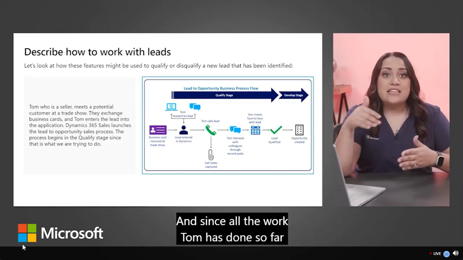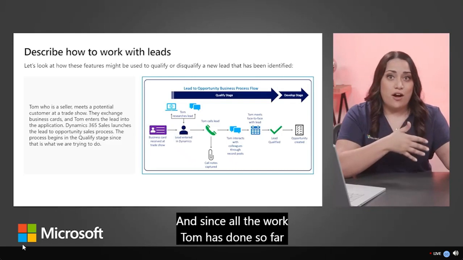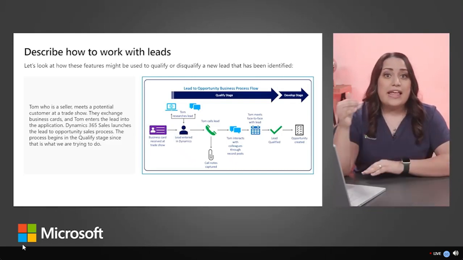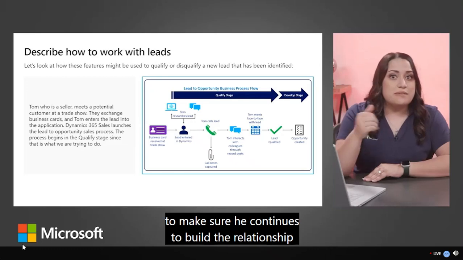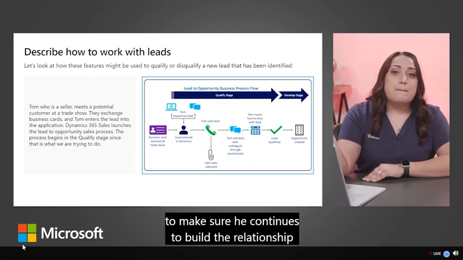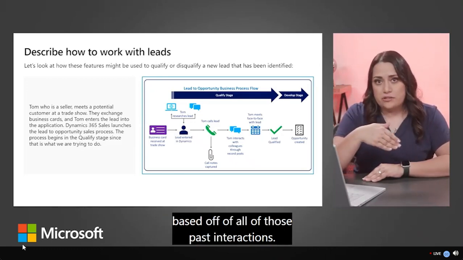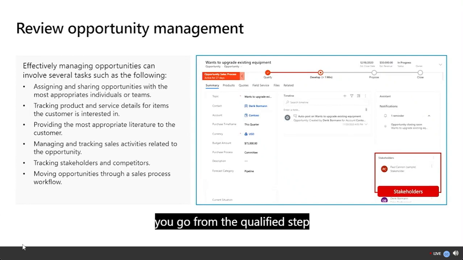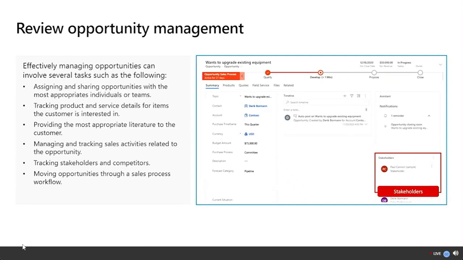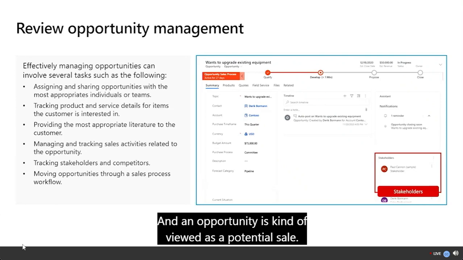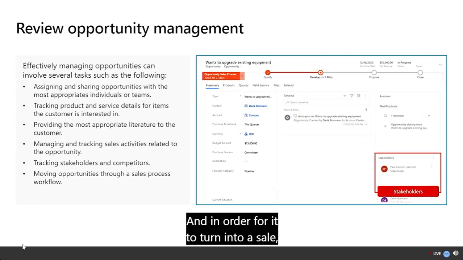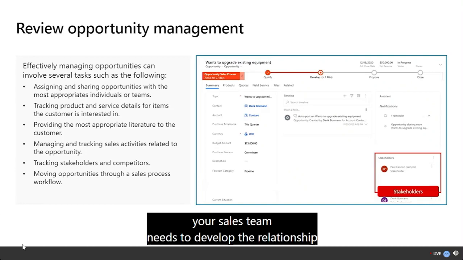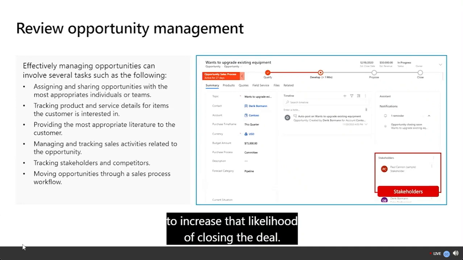And since all the work Tom has done so far has been documented inside of Dynamics, he'll be able to leverage the assistant to make sure he continues to build the relationship based off of all of those past interactions. And so when you do have a lead that turns into an opportunity, you go from the qualify step to the develop step in the sales process. An opportunity is viewed as a potential sale, and in order for it to turn into a sale, your sales team needs to develop the relationship to increase the likelihood of closing the deal.